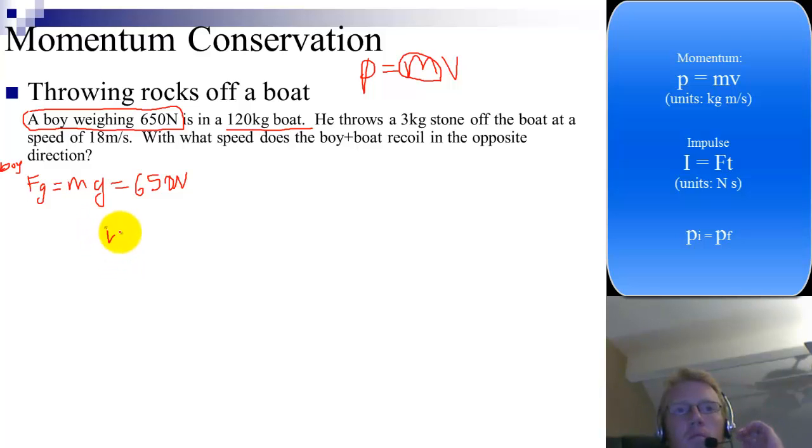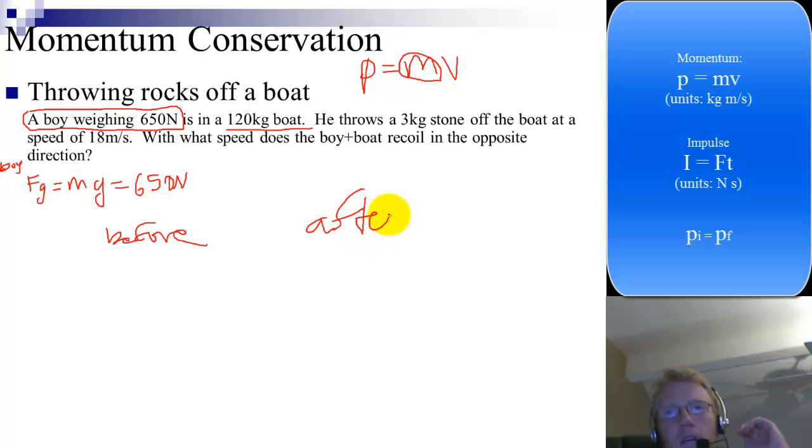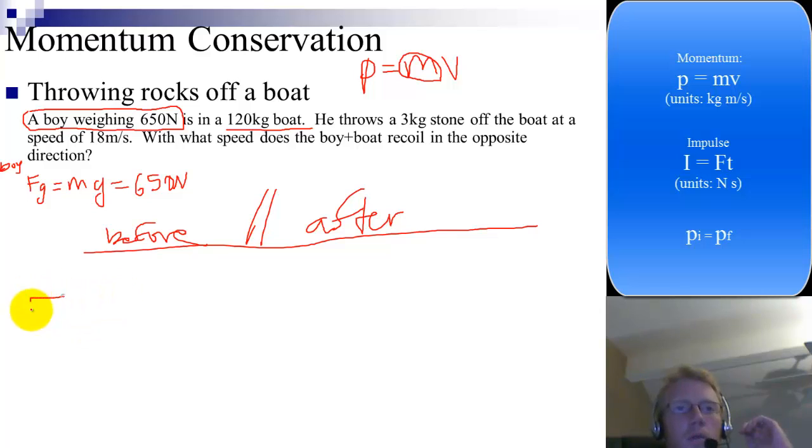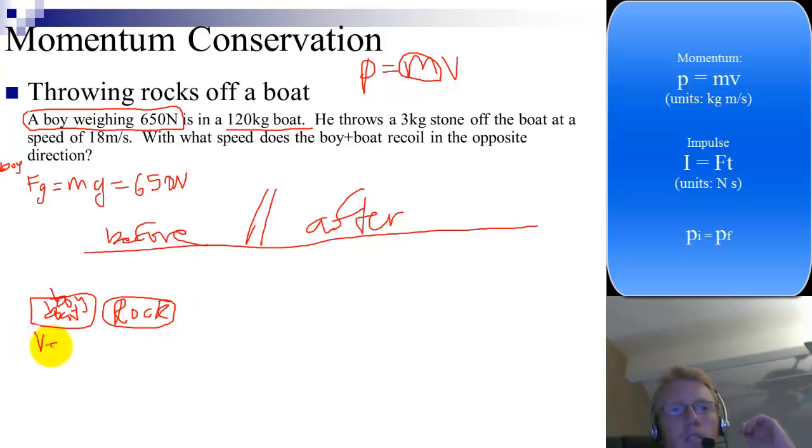Okay, so here's my before, and here's my after. Sorry, my handwriting is terrible. Before and after. So here's the boat and the buoy and the rock that he's going to throw. So this has V equals zero, this has V equals zero. The rock is 3 kilograms. The boat and the buoy, see this is tricky, it is 120 kilograms plus however much the buoy weighs.